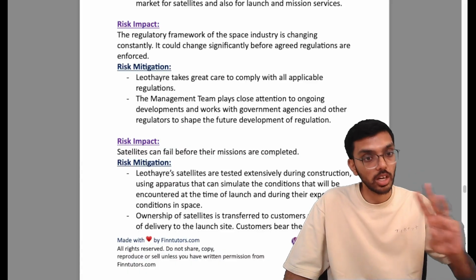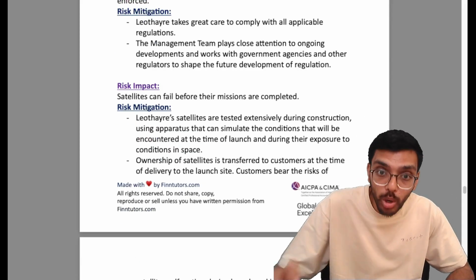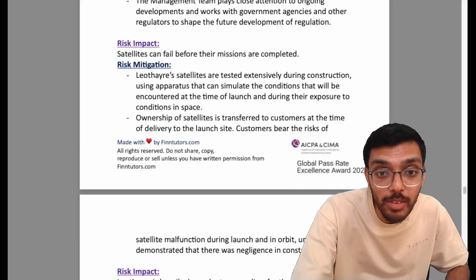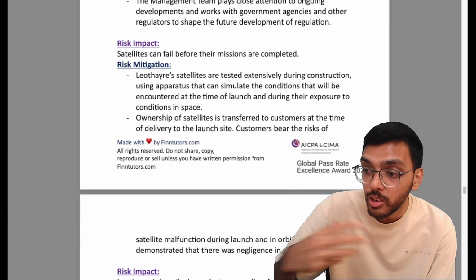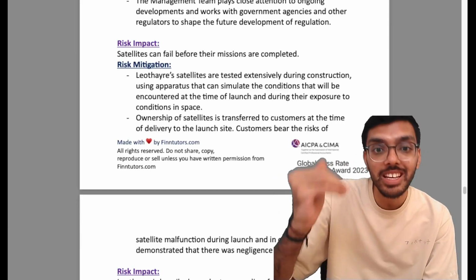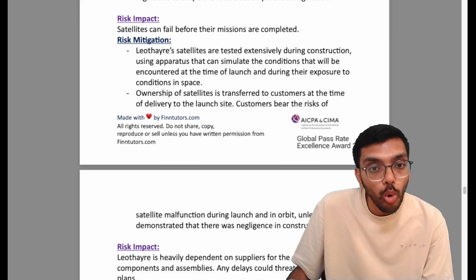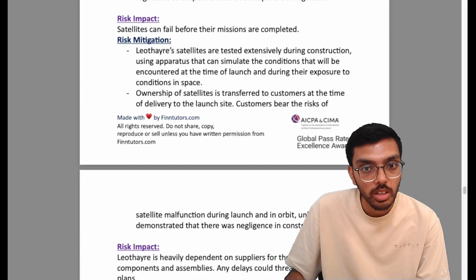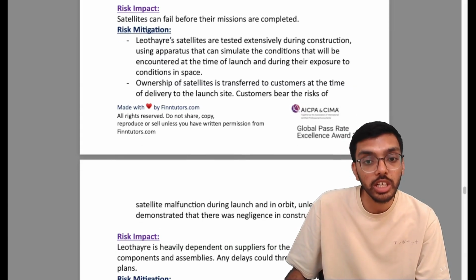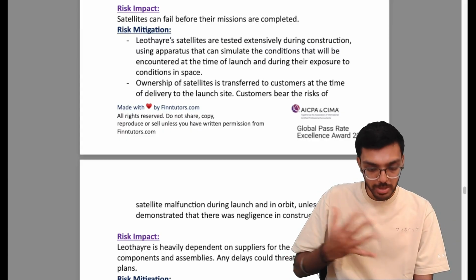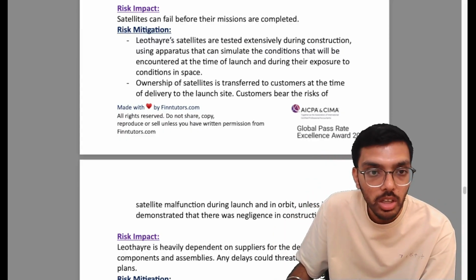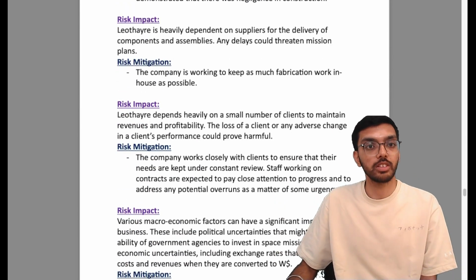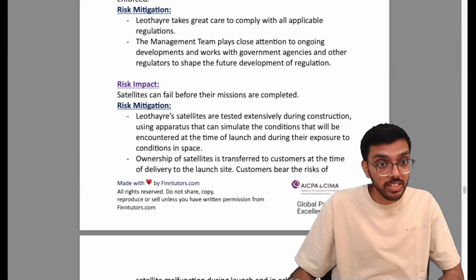Third, satellites can fail before their missions are completed. Leothayre satellites are tested extensively. This cannot happen with us because we are known for quality. So we test extensively. Ownership of satellites is transferred to customers at the time of delivery to the launch site. The customer bears the risk of satellite malfunction during the launch. So my job is only to make the best satellite and give it to the customer. I don't take any responsibility for the launch. This was the third risk that we spoke about.